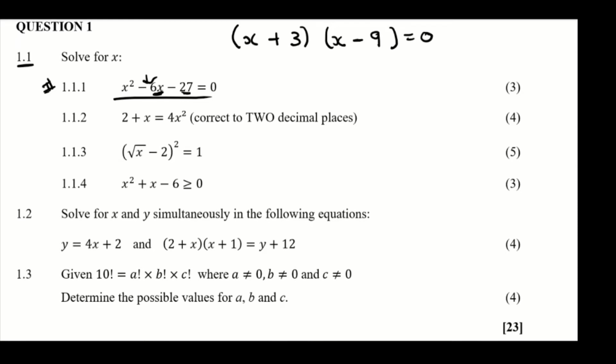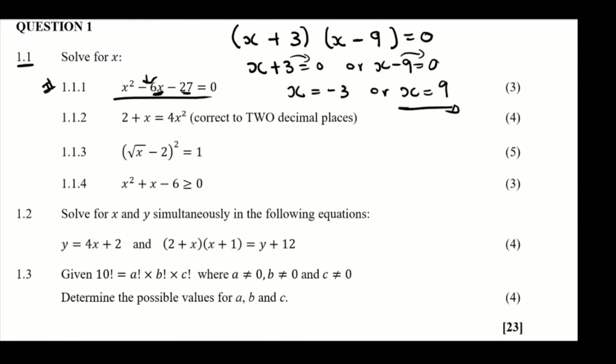So after finding the factors, we're just going to equate our factors to 0. So it's x plus 3 is equals to 0, or x minus 9 is equals to 0. And then we transpose the 3 to the other side and the 9 to the other side. We have x equals to minus 3, or x is equals to 9. So these are our solutions of x for this problem.